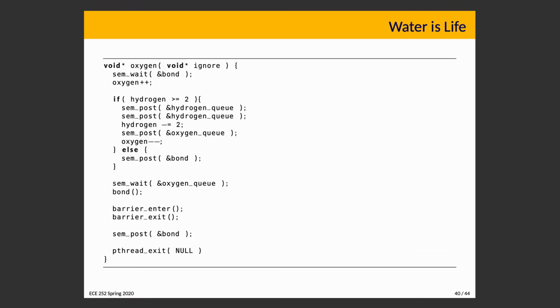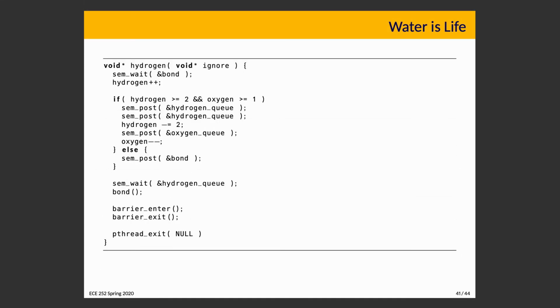In both cases, post on the hydrogen queue and decrement it by 2, and then post on the oxygen queue once and decrement the count by 1. If there isn't a package ready to go, then we just post on bond, sort of giving up our turn, and we get in line. So, again, the thread that calls post on the queue may or may not proceed, depending on whether there are items ahead in line.